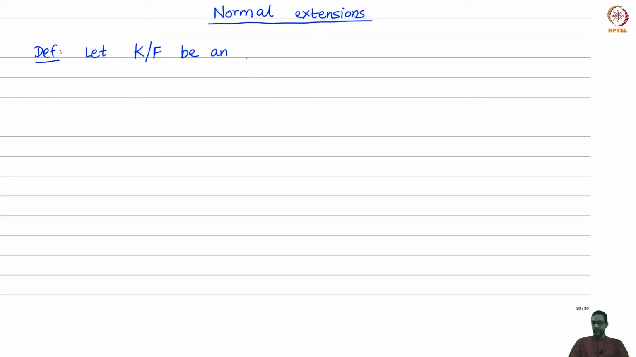We'll talk about normal extensions. These play an important role in Galois theory, which is where we are eventually headed. So let me make the formal definition first, and then I'll make some remarks about it. Fix some base field F and take an algebraic extension K over F.